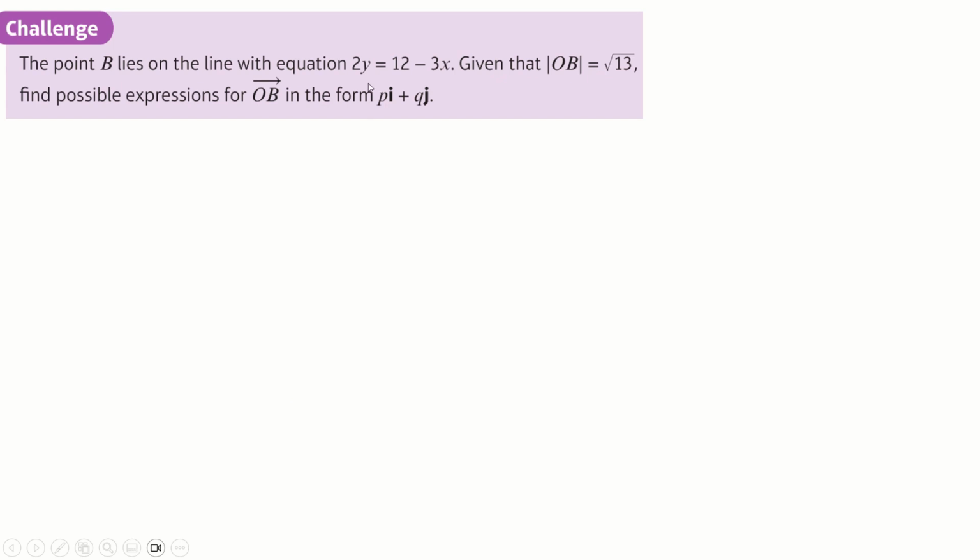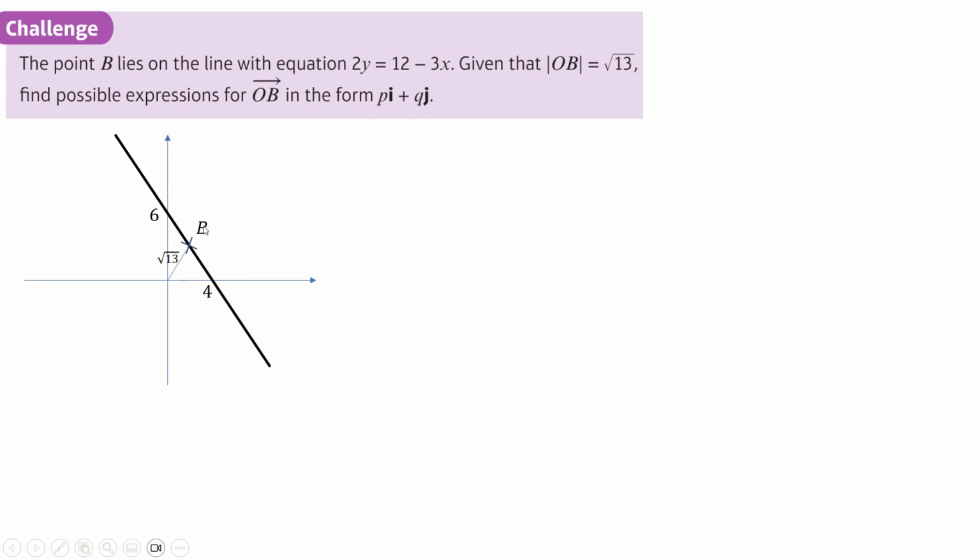This question here says we've got a line like this. Let's sketch it. So y-intercept of 6 when you divide by 2, gradient of minus 3 over 2. If you put in y as 0, you find x is 4, I believe, like this. Now, we've got a point on this line, b, that's root 13 away from the origin. So this distance here is root 13.